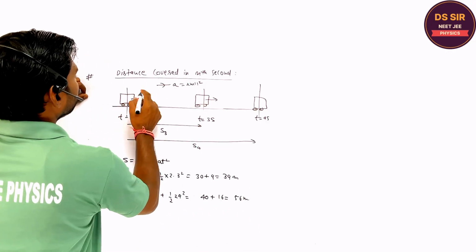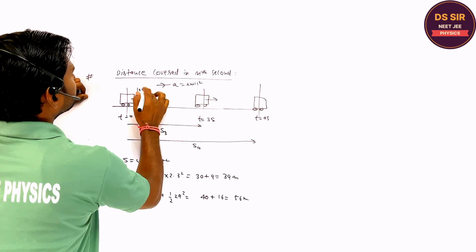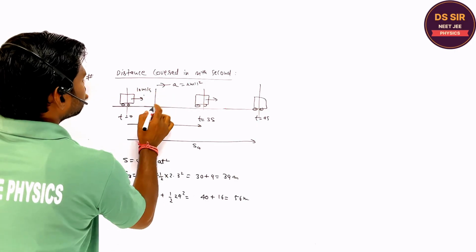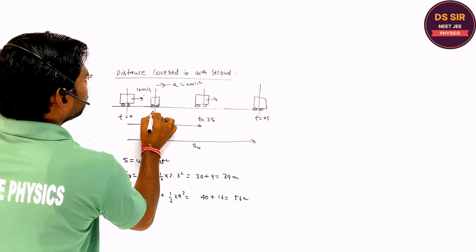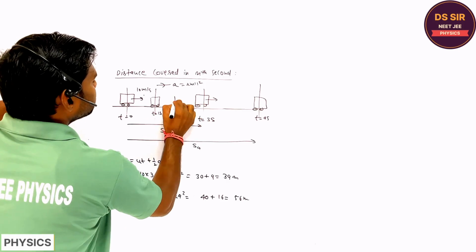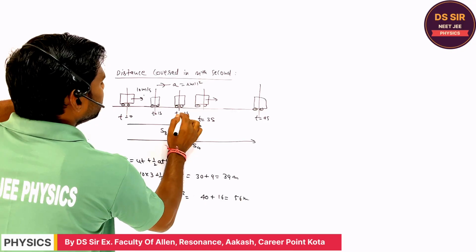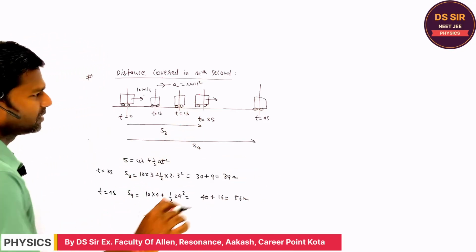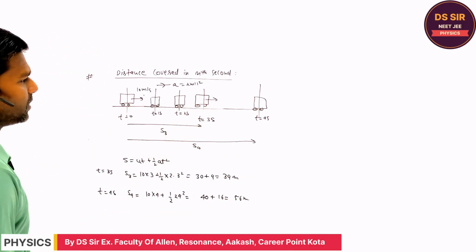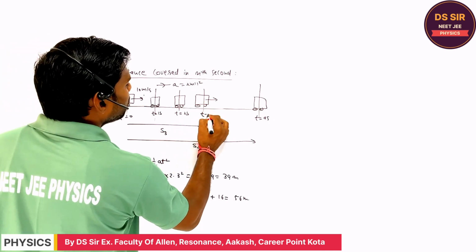Listen one thing. If this is the 10 meter per second, fine, this is the situation when it will be 1 second. This is the situation when the body will be at 2 seconds. Is it clear or not? You tell. Yes, Vrinda. Are you getting this thing or not?